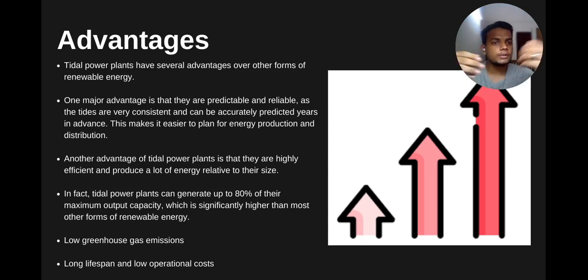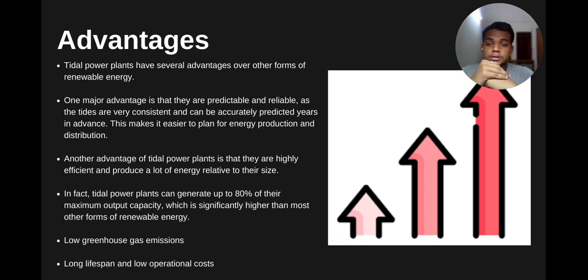If you see, solar power plants are useless during nights, wind power plants are useless when there is no wind blowing, and dams or hydropower plants are useless when the rivers run dry, that is seasonal rivers or any other cause. So in these situations, tidal power plants are one of the most reliable and predictable sources and options. Some other advantages are that they are highly efficient and produce a lot of energy relative to their size compared to other power plants.